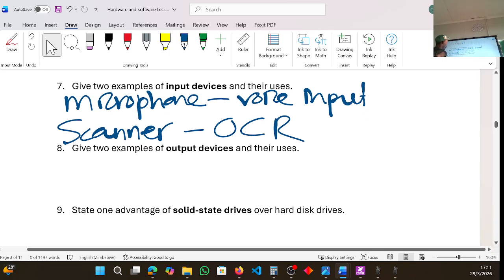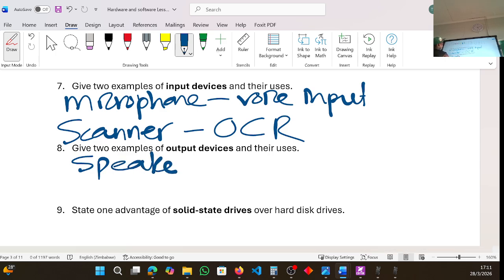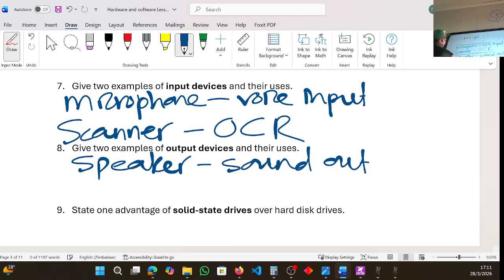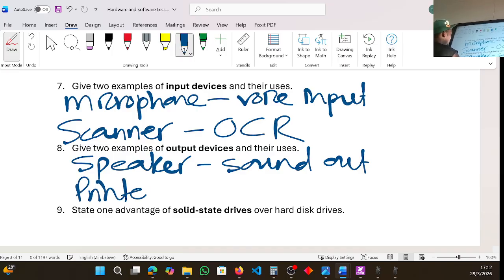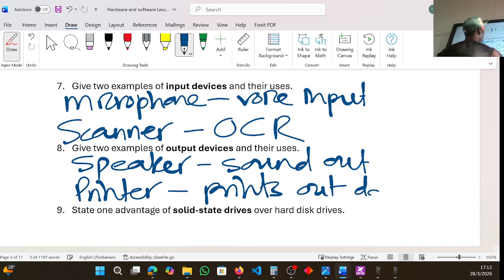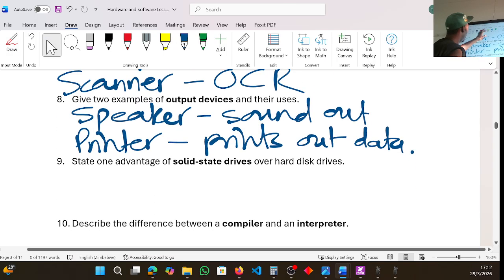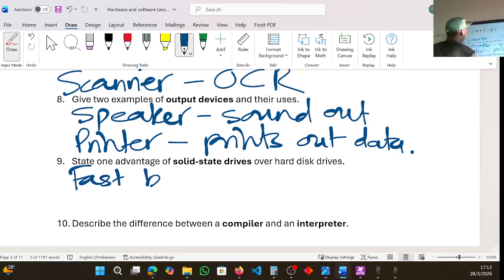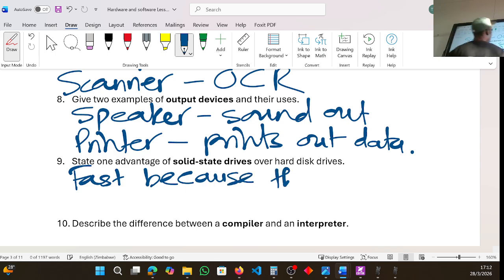Then give 2 examples of output devices and their uses. We can talk of the opposite to a microphone. We have a speaker. So this is sound output. Then a printer itself prints out data on paper. State one advantage of solid state drives over hard disk drives. So one advantage is they are fast because they don't have rotatory components, because there are no rotatory components.